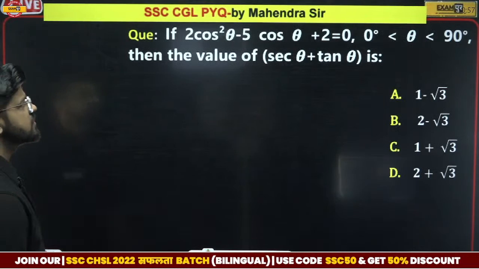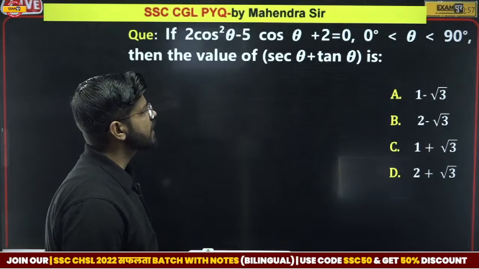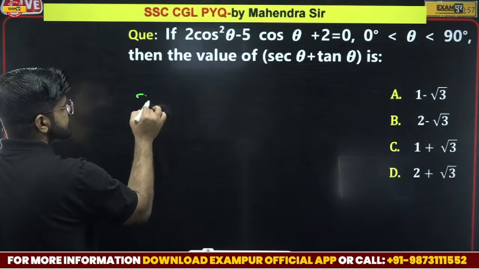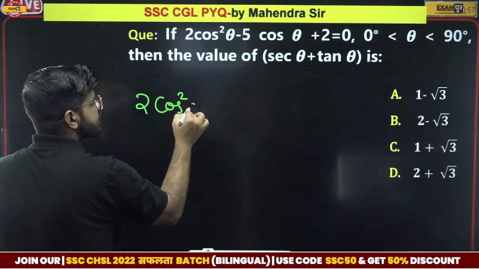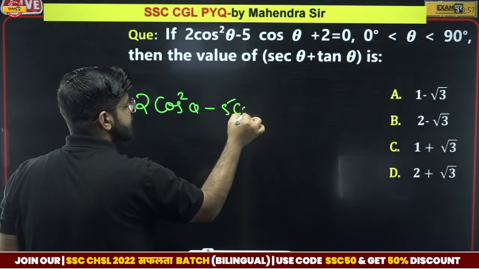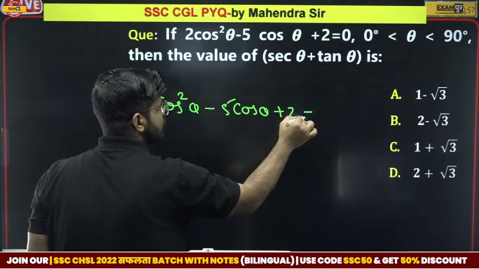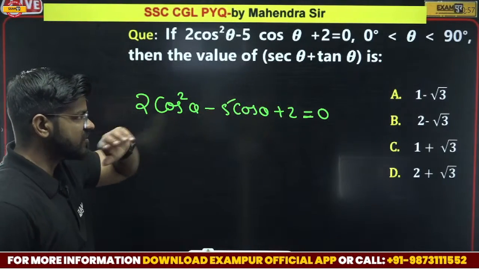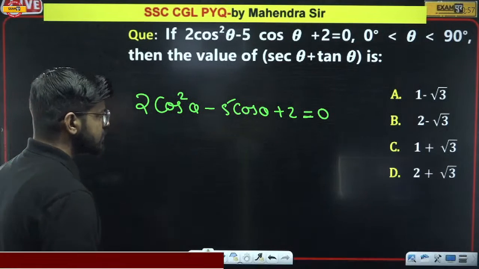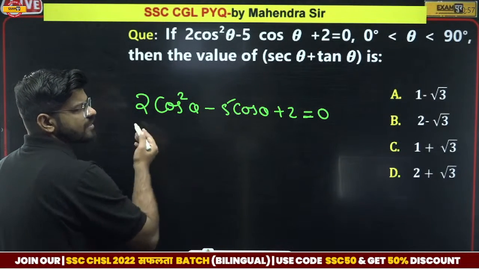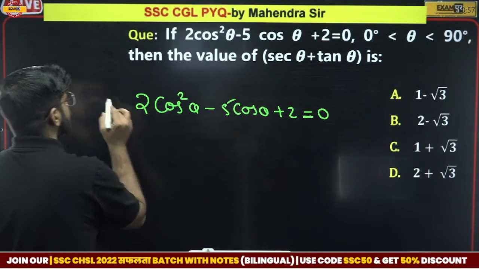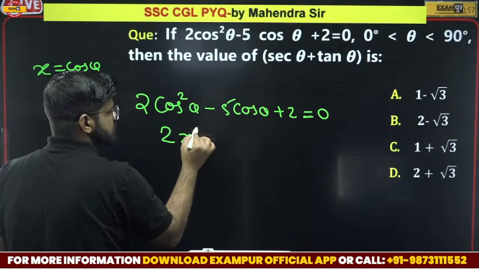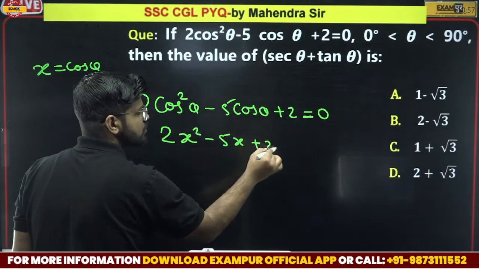Let's move on to another question. If 2 cos square theta minus 5 cos theta plus 2 is equal to 0, where theta is an acute angle. So you know that this is a quadratic equation. If x is equal to cos theta, we can write it as 2x square minus 5x plus 2 is equal to 0.